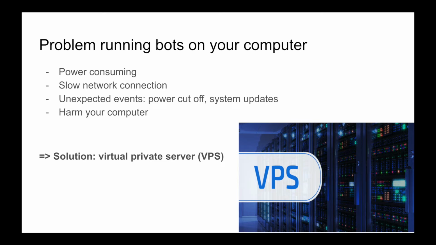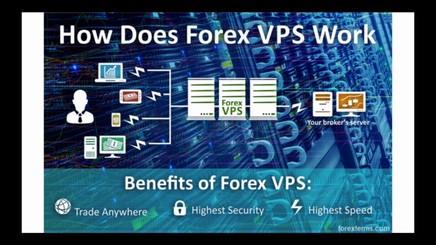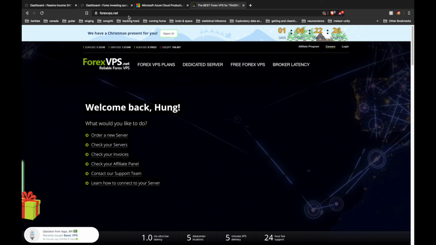The solution for this problem is a virtual private server, or a VPS. A VPS is a machine that is located in a data center that has access to a very fast 24/7 network connection. It's always up and ready, so you don't have to worry about problems that you would have with your computer, such as power supply and network connection. On the other hand, a VPS costs you money.